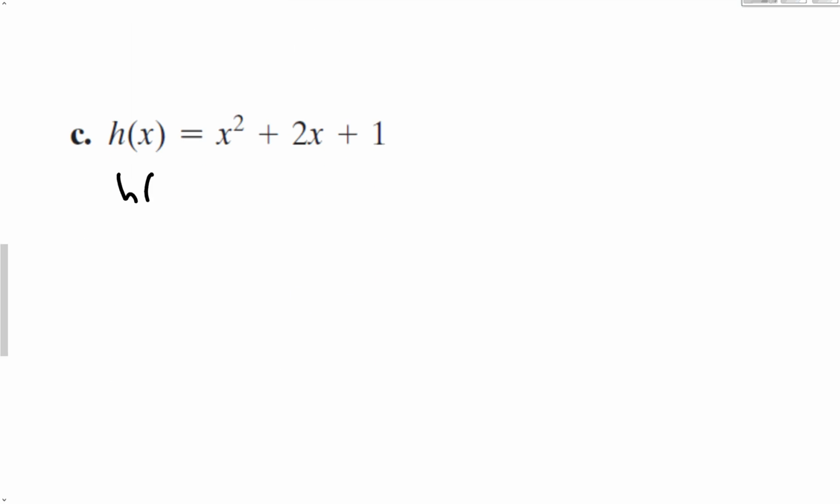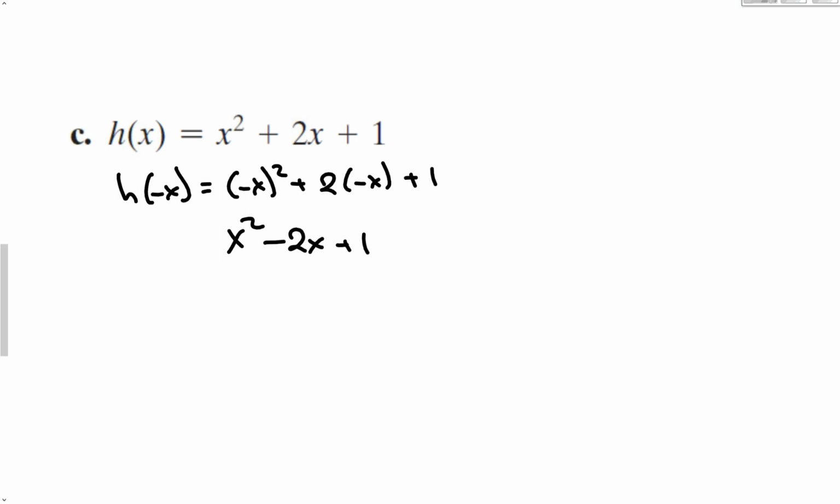For h of x, if I plug in negative x, I'm going to get negative x squared plus 2 times negative x plus 1. Negative x squared turns into a positive x squared, but the middle term now turns negative, and so everything didn't stay the same, and everything didn't change signs, so this function is actually neither even nor odd. Okay? So that's possible too. It doesn't have to be even or odd, it could be neither.